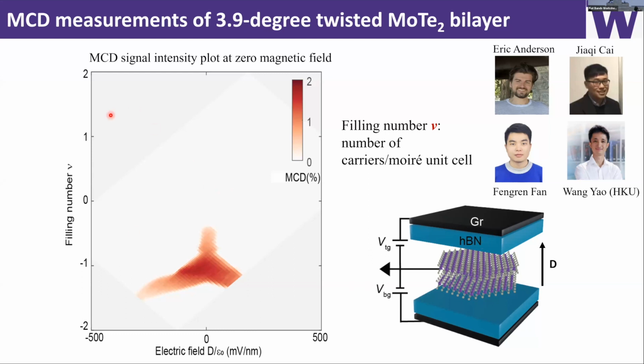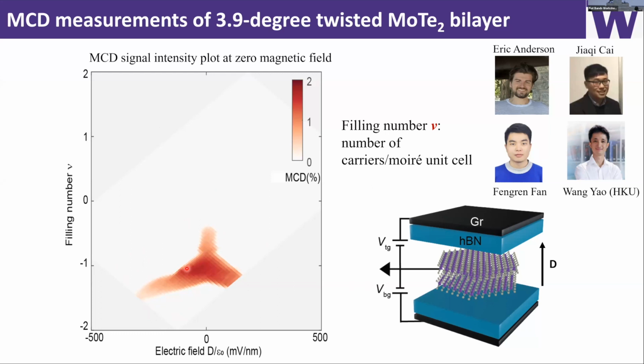That's what these two axes are. So what really stands out is that you can see in the phase space, in a large phase space, what I show you here at the whole doping side, we actually have non-vanishing MCD signals. So this basically indicates we have a ferromagnetic phase space in terms of filling number and also electric field. So there are a lot of interesting features in this diagram.